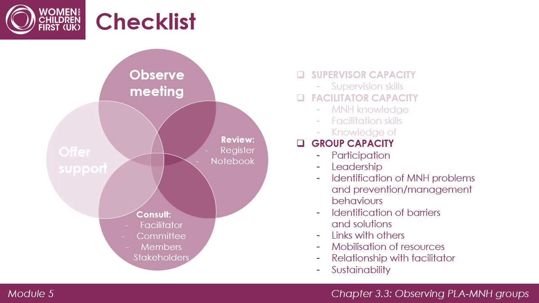And finally, sustainability. For example, do groups feel they own the groups and their work? Are they capable of continuing the activities once the project comes to an end? Groups with all of these capacities are strong groups, more effective and sustainable.